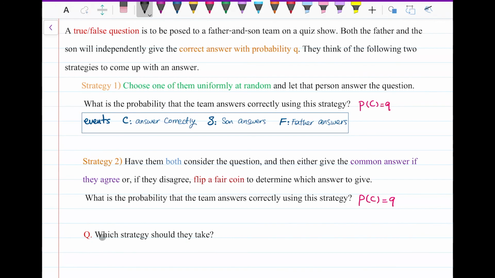Now the question is which strategy should they take? Actually, as you see, in strategy 1 and in strategy 2, the probability of giving the correct answer is Q. So since the probability of answering correctly is the same in either strategy, they could use either one. So the answer here would be either one.